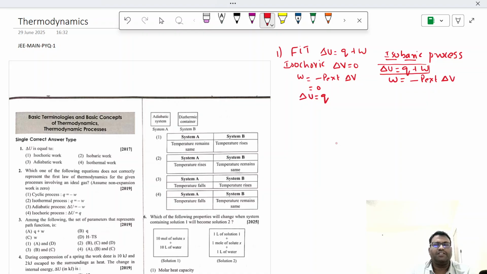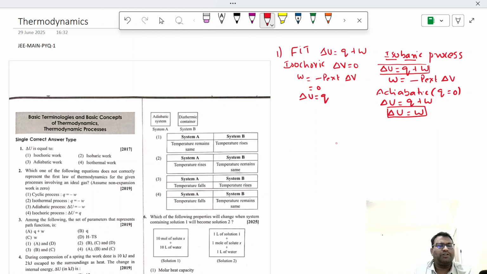Next, third option given as adiabatic work. What is meant by adiabatic process? We have known that in adiabatic process Q is equal to 0. We have studied that. So according to first law of thermodynamics, delta U is equal to Q plus W. Q is equal to 0, then delta U will be equal to W. Yes, we got the answer, because Q is equal to 0.